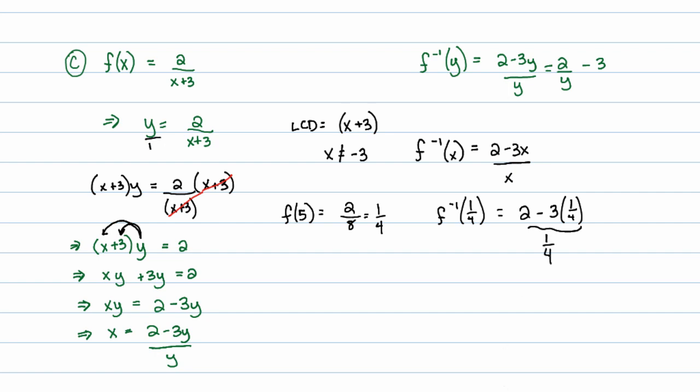This is called a complex fraction, so I can multiply both numerator and denominator by the LCD of the numerator and denominator, which is 4. 4 over 4 is just 1, so I'm not really doing anything. Downstairs, 4 over 4 is 1, but upstairs I'm going to distribute that 4. When I do, 4 times 2 gives me 8, minus 3 times, 4 times 1/4 is just 1, so it's 8 minus 3, or in other words, 5. I plugged 5 into the original function and got out 1/4. I plugged 1/4 into the inverse function and got back to 5. So this is the inverse function.